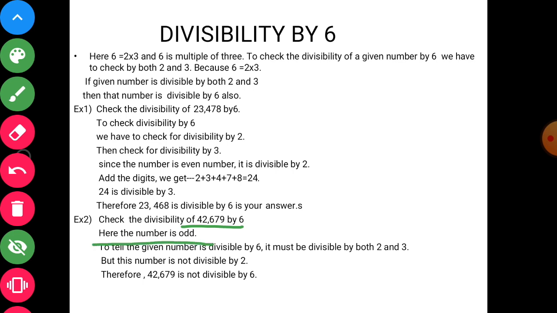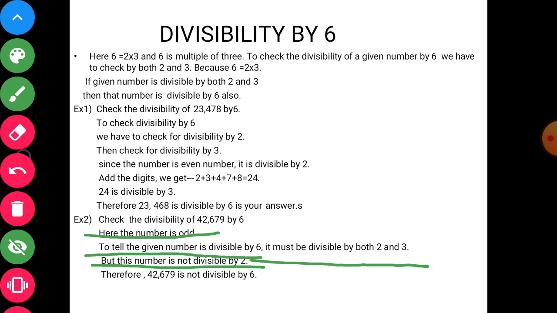Here the number is odd. I have written the reasons, you have to write them. To tell the given number is divisible by 6, it must be divisible by both 2 and 3. But this number is not divisible by 2. Therefore 42,679 is not divisible by 6. Like this you have to write the answer.